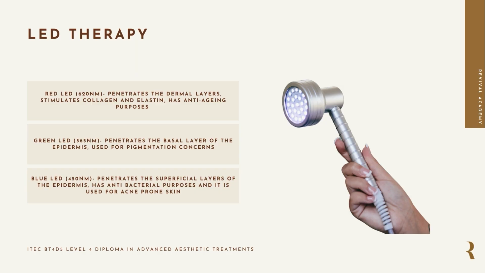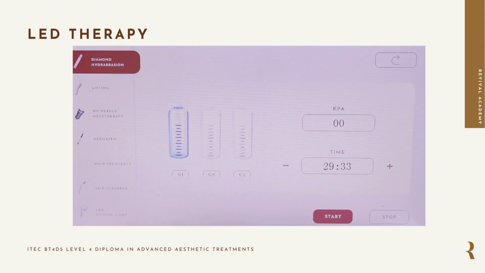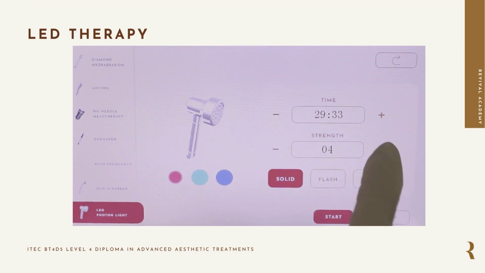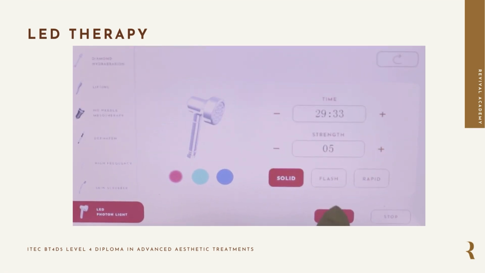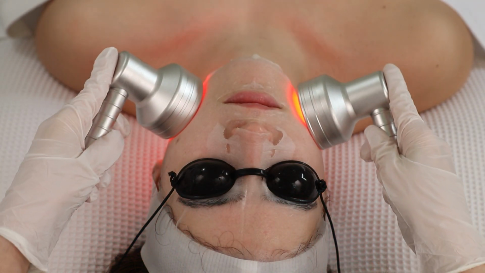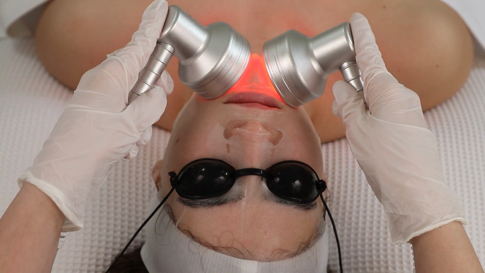Now you are going to use the LED light on top of the sheet mask, and for this you need to switch the probe on from the machine. Select the LED photon light button from the menu, choose the type of light you need to use, adjust the intensity to 5 and then press on the start button. Place the 2 probes directly onto the skin and slowly glide sideways across the cheeks.